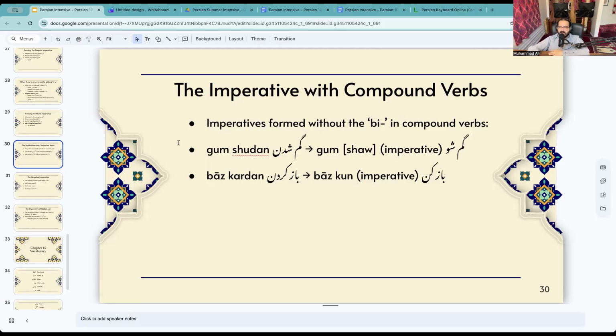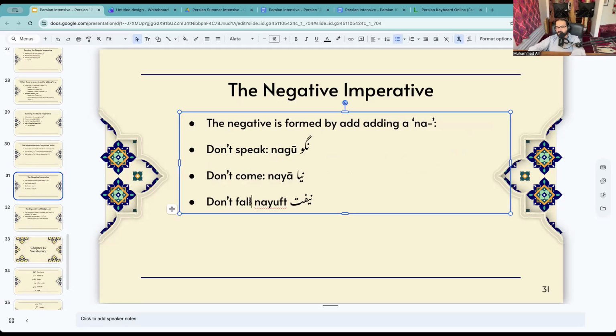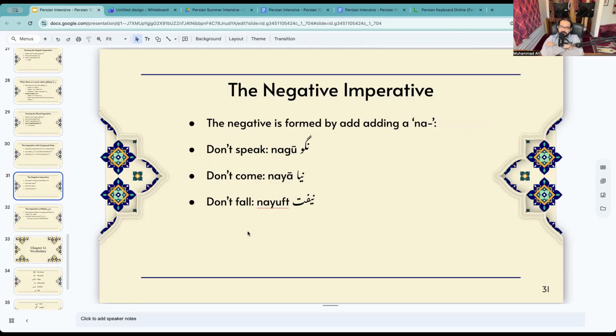All right. How do we negate the imperative? Again, super simple. It's like Persian was made to be simple. You just change the ba to a na. So begu becomes nagu. Bia becomes naya. Bioft becomes nayoft. That's simple. Don't speak, nagu. Don't come, naya. Don't fall, nayoft. So if you say begu, speak, nagu, don't speak. Bia, come, naya, don't come. Bioft, fall, nayoft, don't fall.